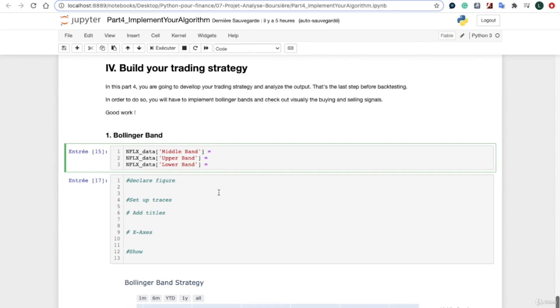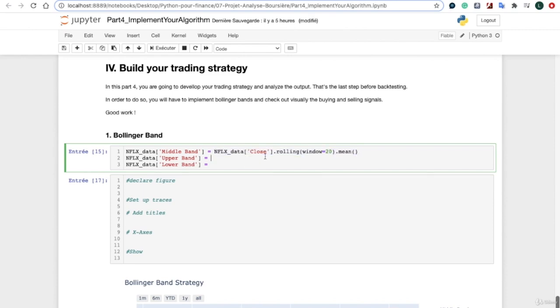To solve this challenge, we are going to start by defining the three bands concerning the Bollinger Band strategy. In order to do so, we will start by choosing the range period that we are going to study. If you remember in the introduction video, the period is 20 days. So, the first thing that you're going to have to do is to define your middle band.